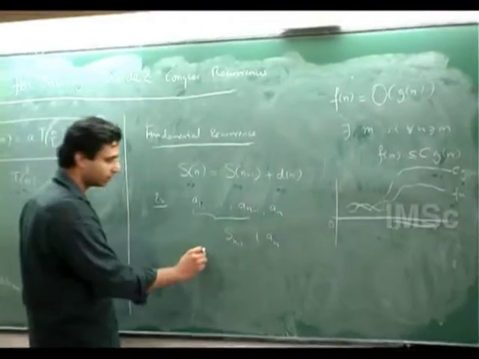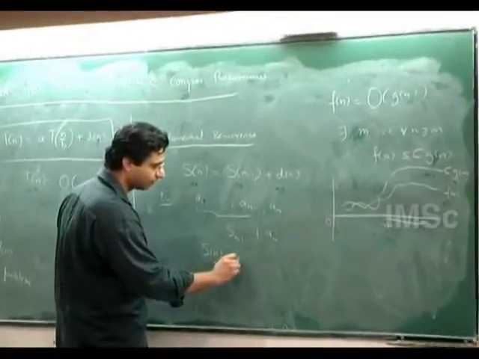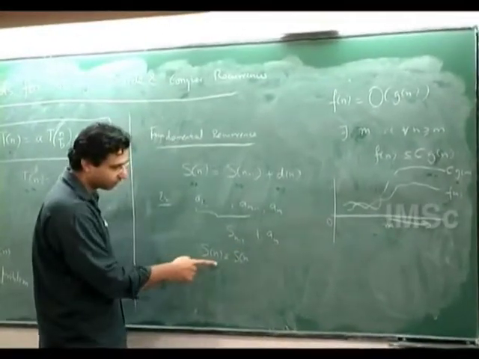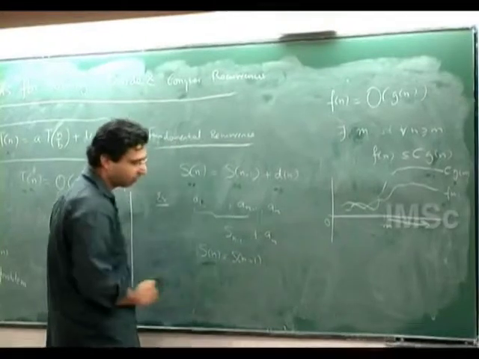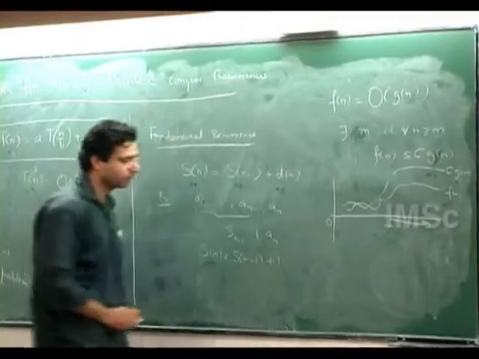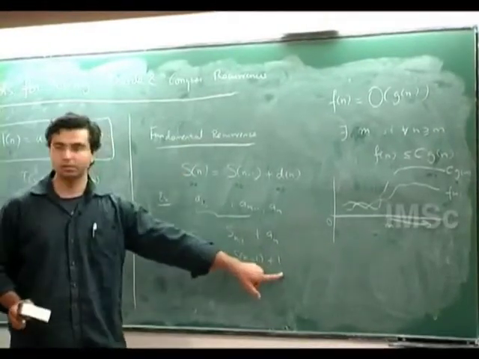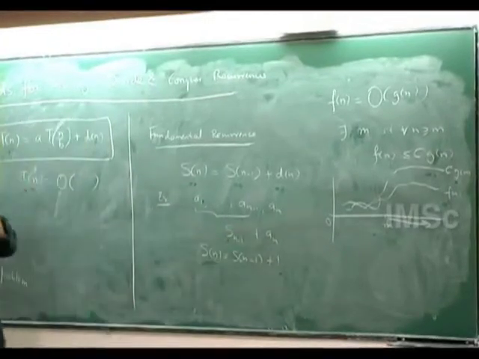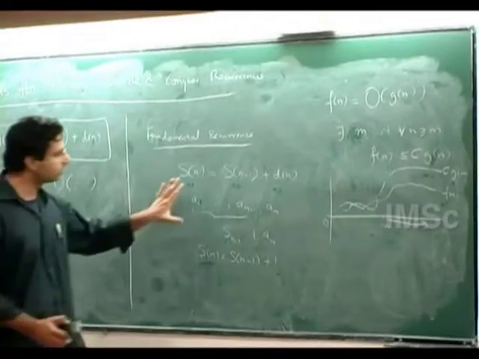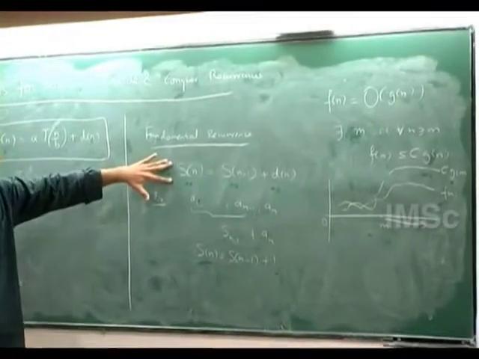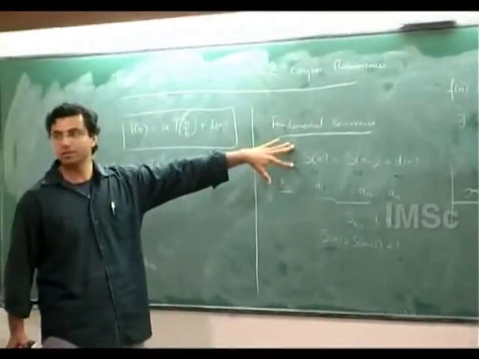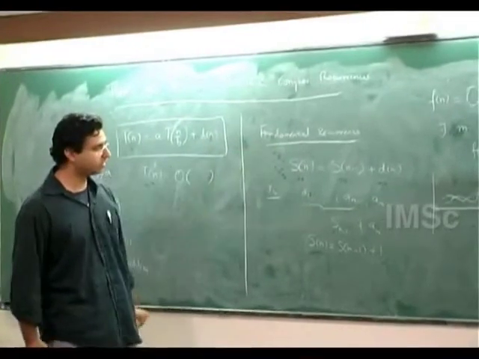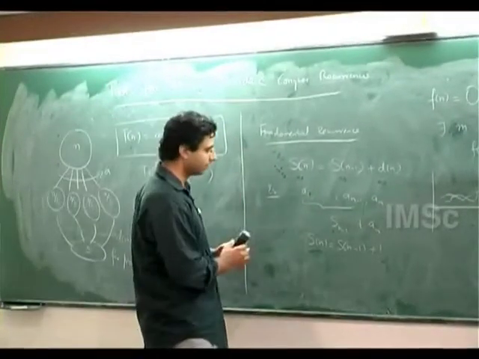So the recurrence in this case satisfies: Sn, the complexity to add n numbers, is the complexity to add n minus 1 numbers plus a constant operation to add an to this. Okay. So if we have a recurrence in this form, the solution is very easy to see, and the trick is the same.